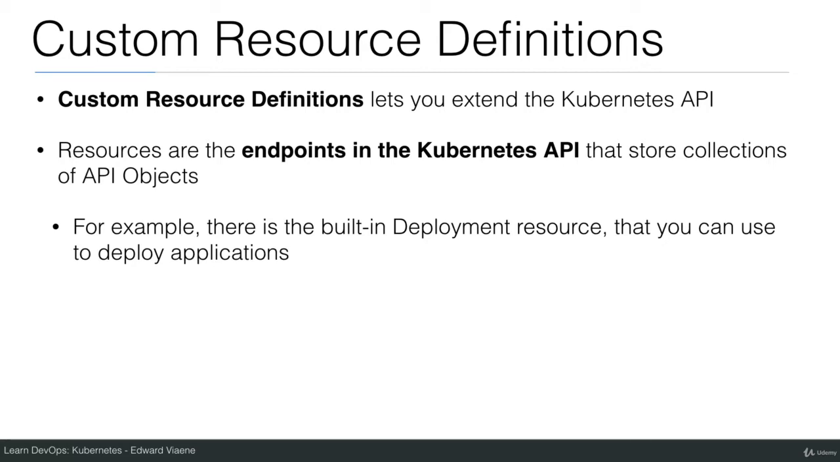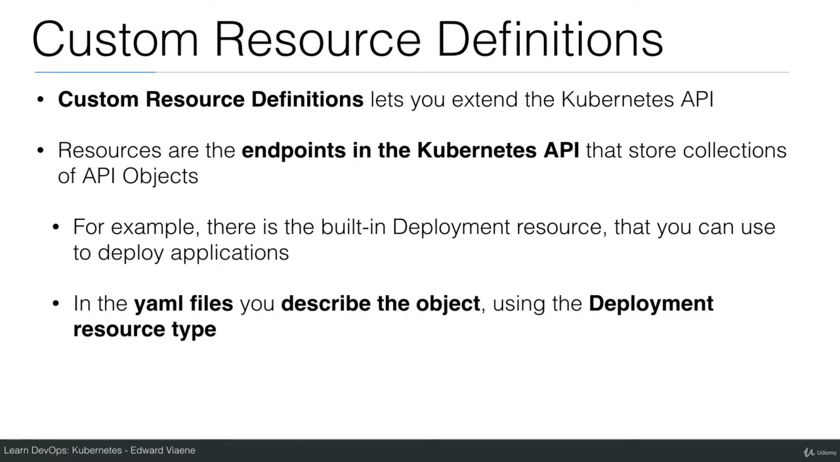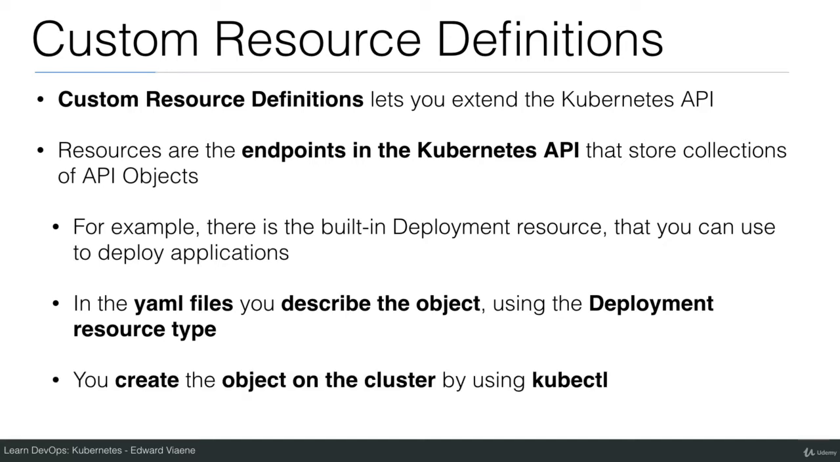So I showed this one in the previous lectures. You would create a YAML file, you would use kind deployment to deploy an application. In the YAML files, you describe the object using the deployment resource type. You create the object on the cluster by using kubectl. So resource is like the deployment resource. You create a YAML file using that resource to describe the object, then you put that object on the cluster and you have, for example, a deployment running on the cluster.